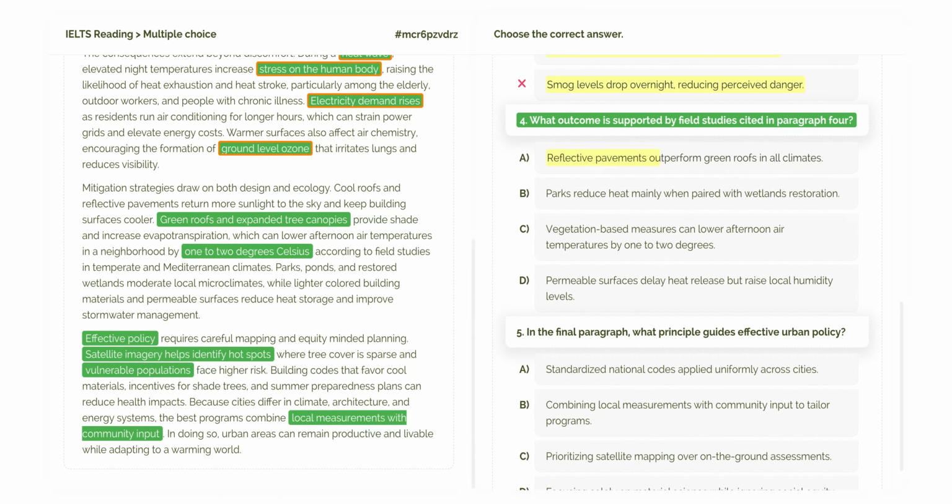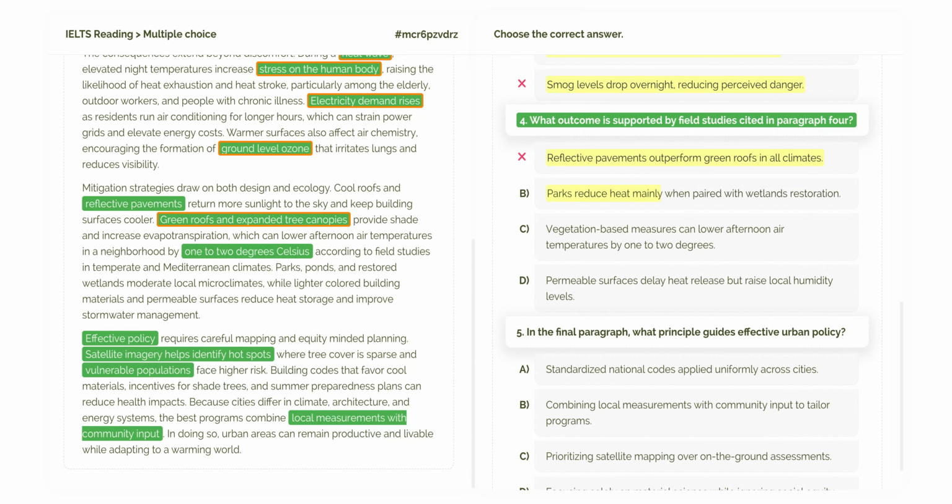Reflective pavements outperform green roofs in all climates. The fourth paragraph mentions both reflective pavements and green roofs. However, it does not compare their performance or say that one outperforms the other. It certainly doesn't mention all climates. The paragraph presents them as different strategies, but doesn't rank them. This option is incorrect.